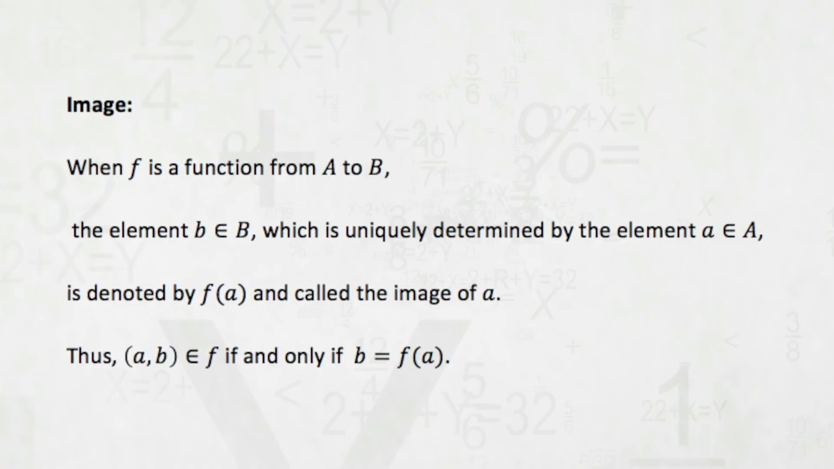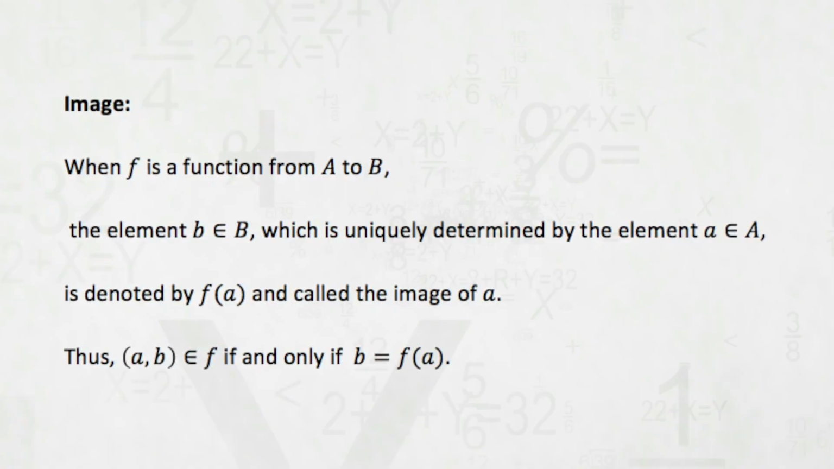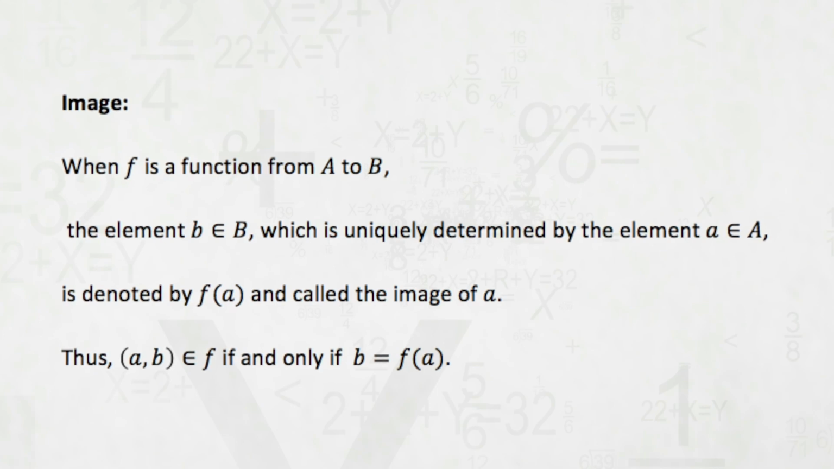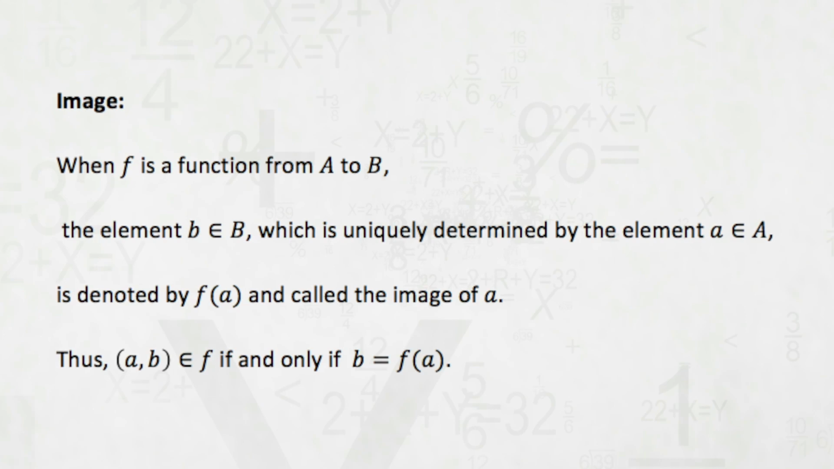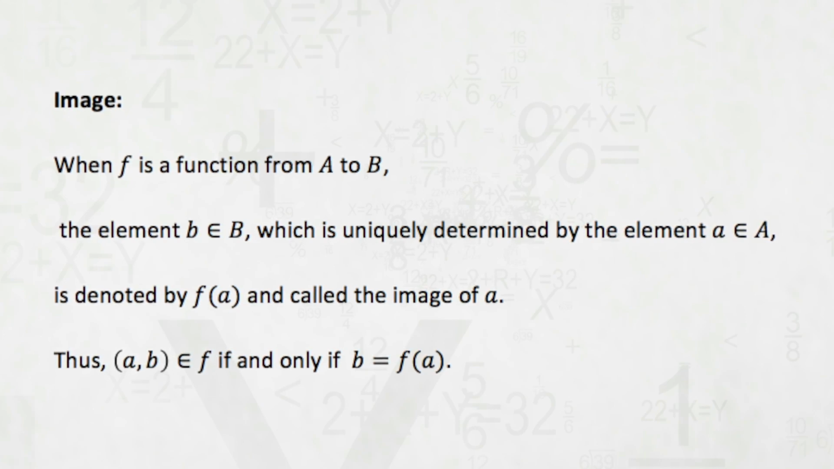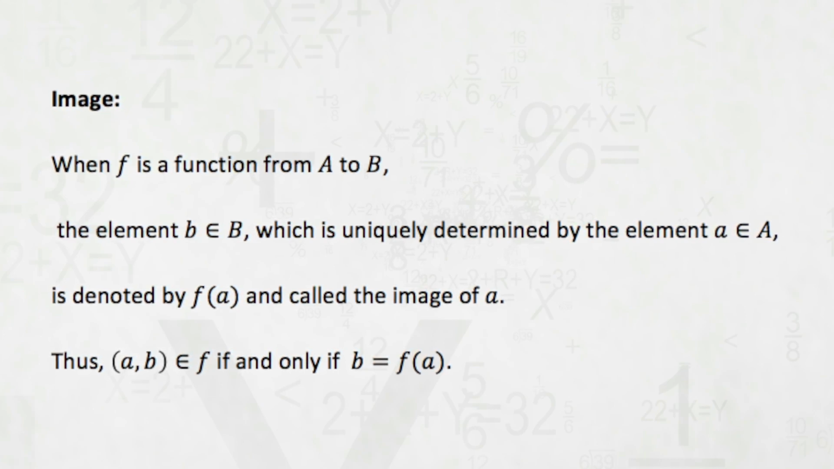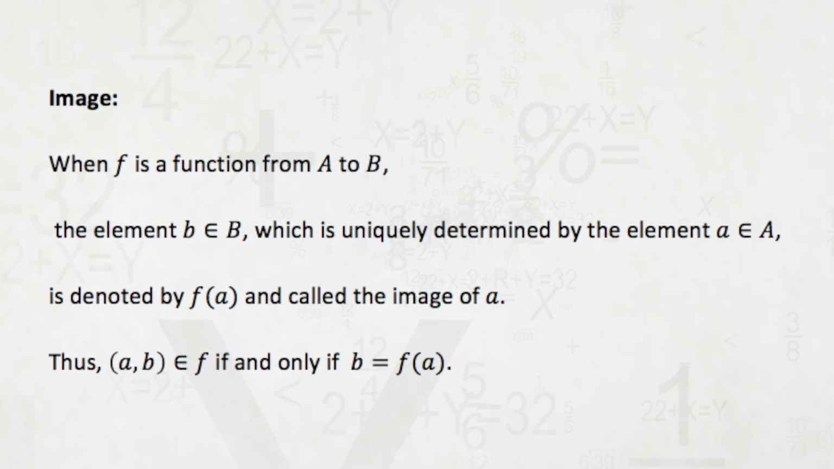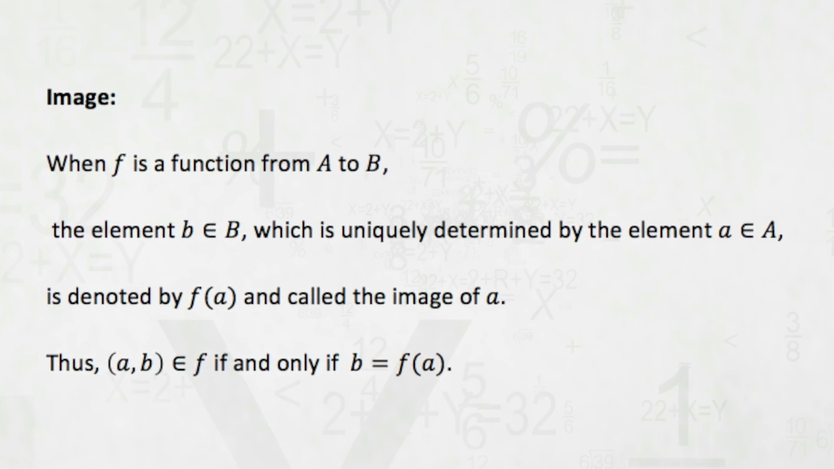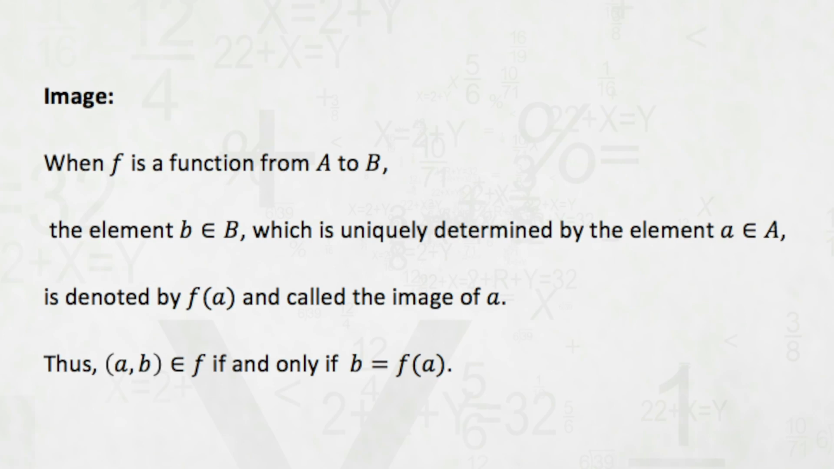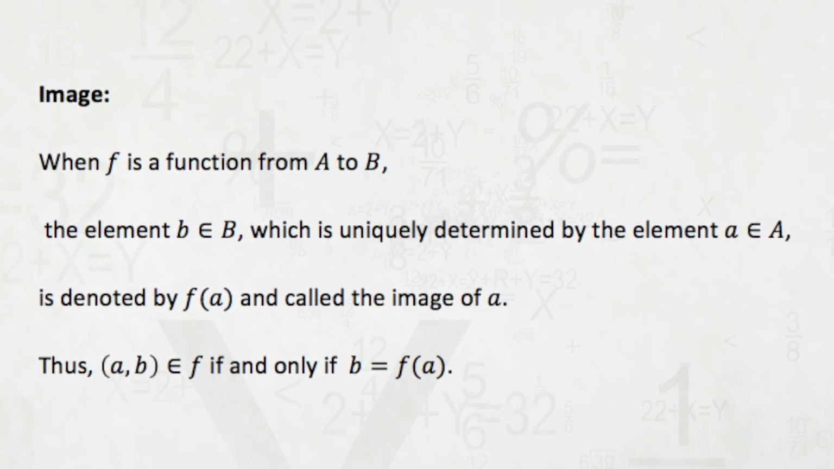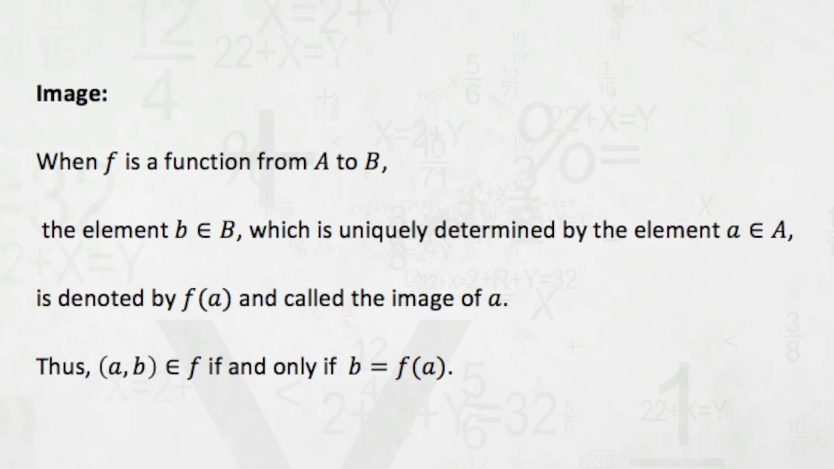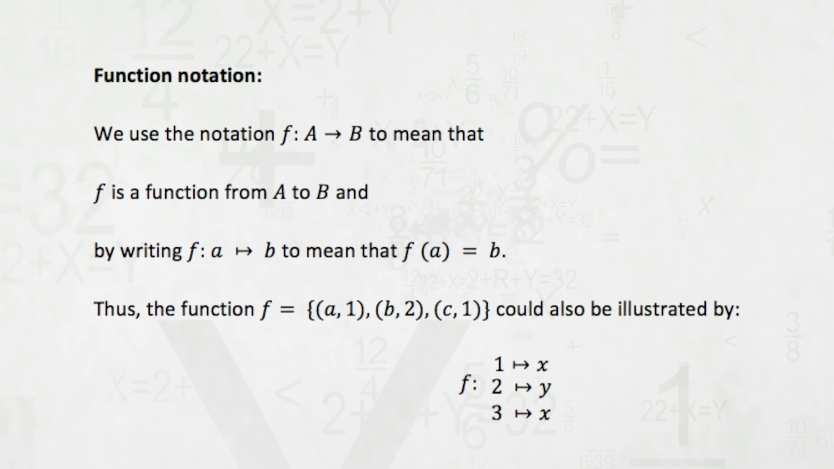What is the image? When f is a function from A to B, the element b belonging to the set B, which is uniquely determined by the element a belonging to A, is denoted by f(a) and is called the image of a. Thus, the ordered pair (a, b) belongs to f if and only if b is equal to f(a). The notation of a function.